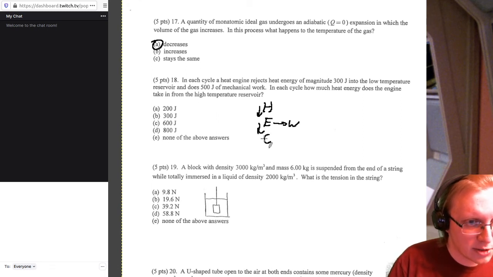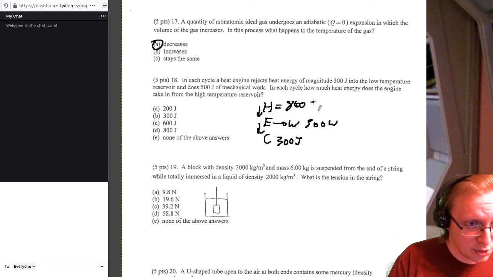So we end up with 300 joules getting wasted. We have 500 joules doing work. So we need to know how much energy is being pulled out, and that'll be 800 joules.